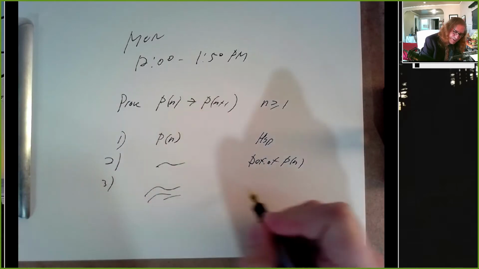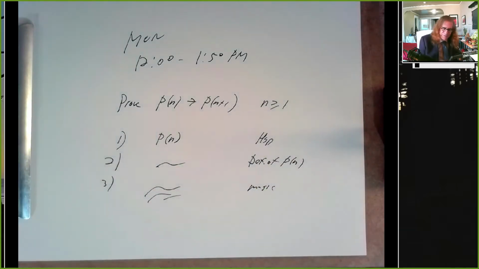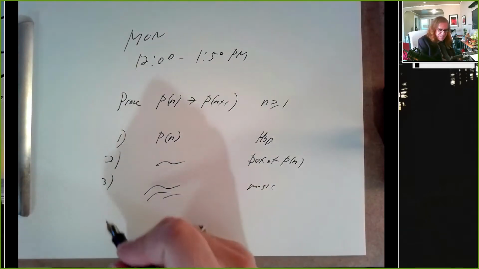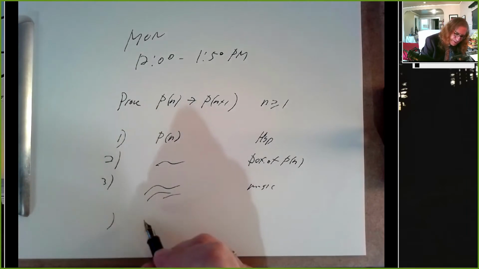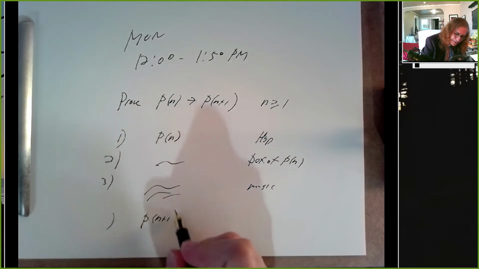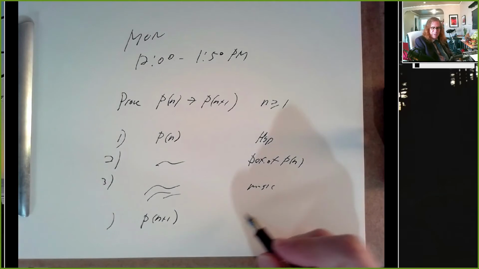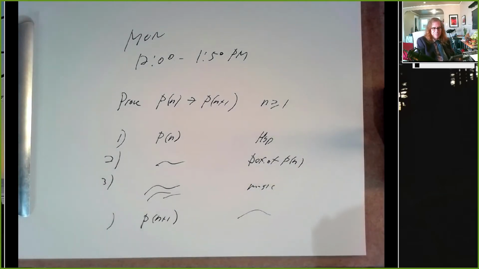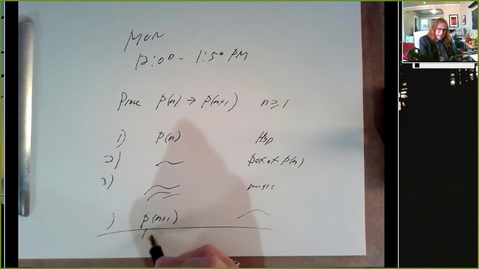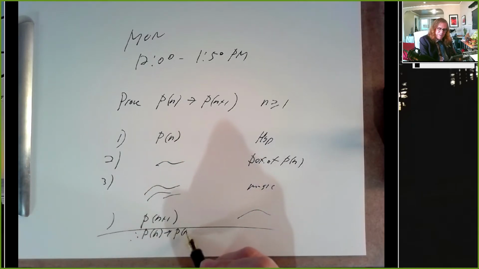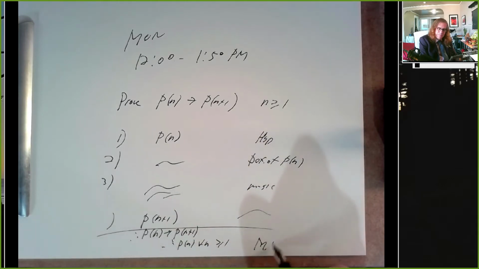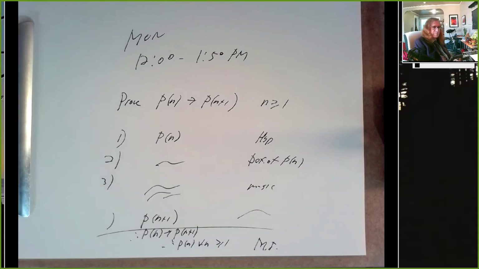Step 3, you do other stuff, right, for various magical reasons. And at some point, P of n plus 1. And whatever reason that was. And then go ahead and state, P of n, therefore P of n implies P of n plus 1, therefore P of n for all n bigger than or equal to 1 because of mathematical induction.